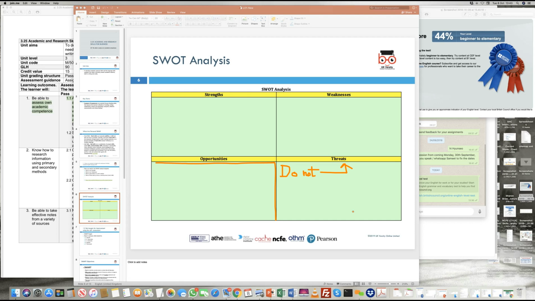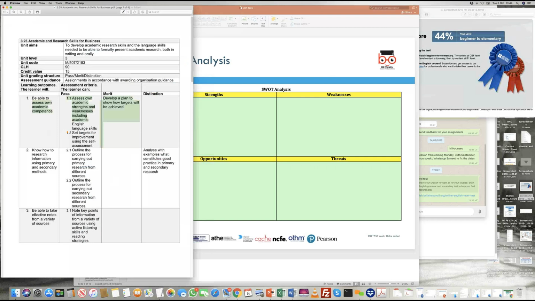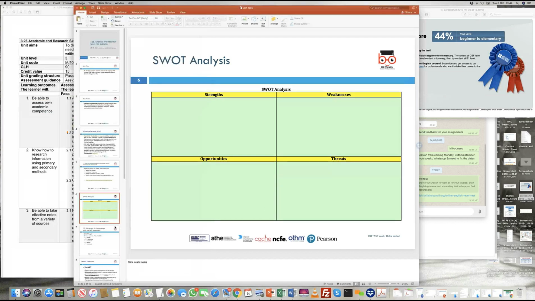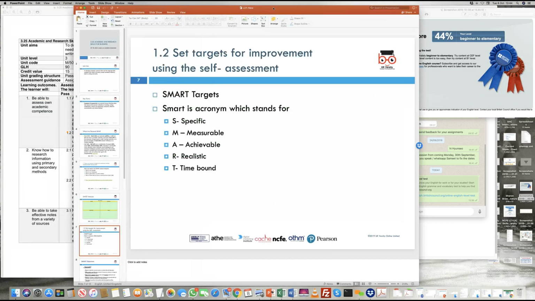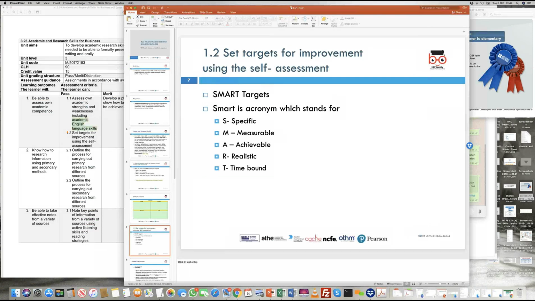So this is a small template that you can use, wherein you basically try and list out your strengths, weaknesses, opportunities and threats, but only related to your English language skills. Is that okay? Okay.